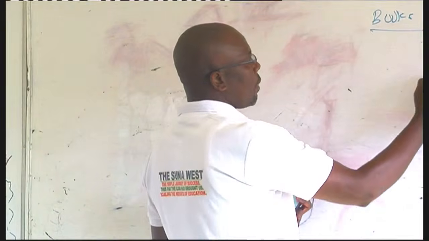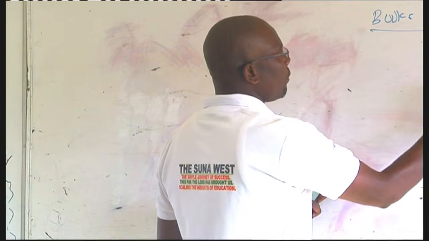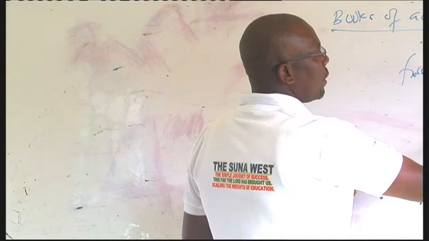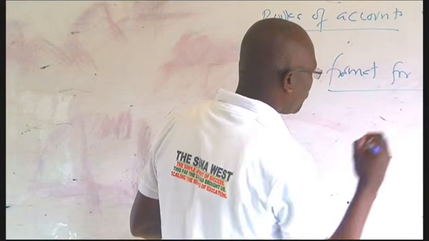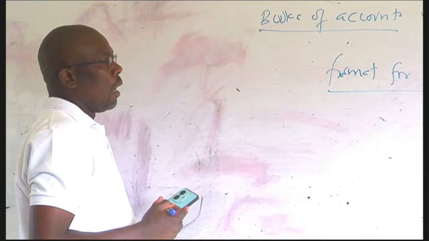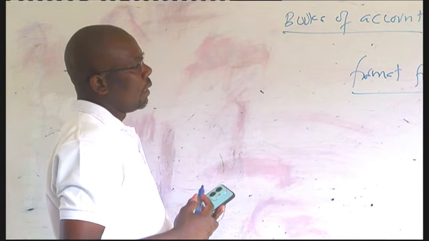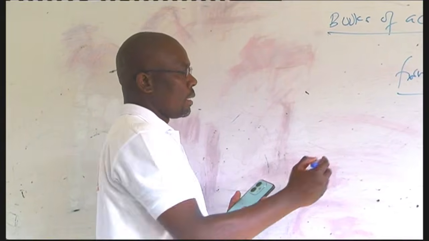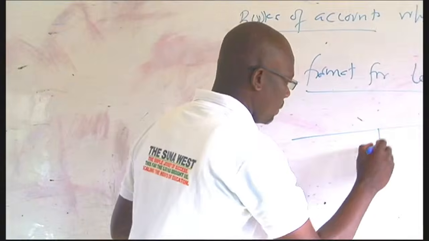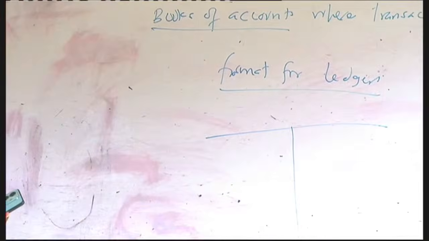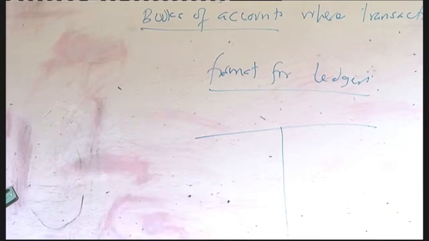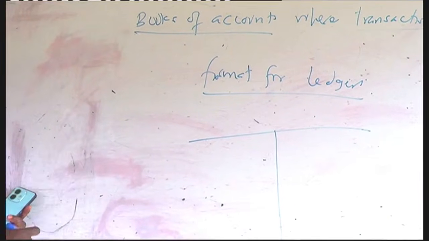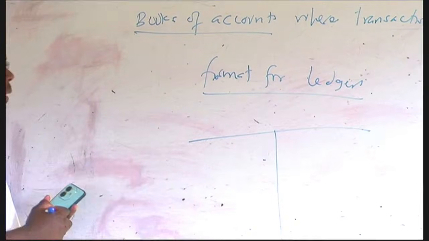When we come to the format for ledgers, we find the format is in a T format. A T is something that looks like this. So this T has two sides. There is the left hand side and the right hand side.